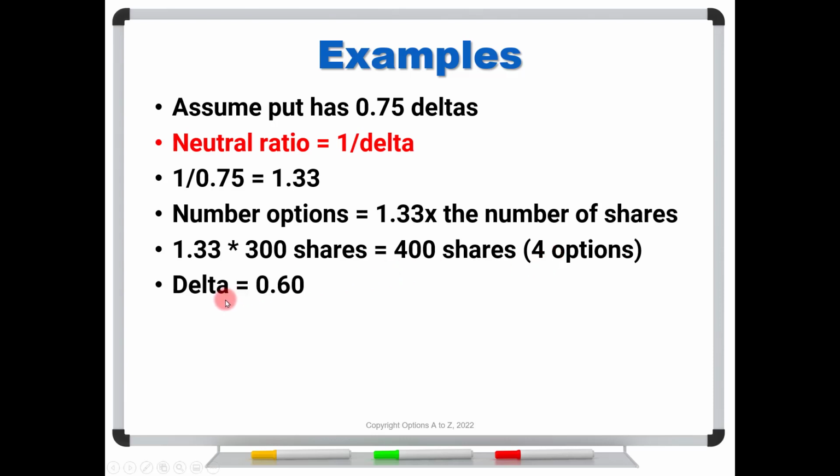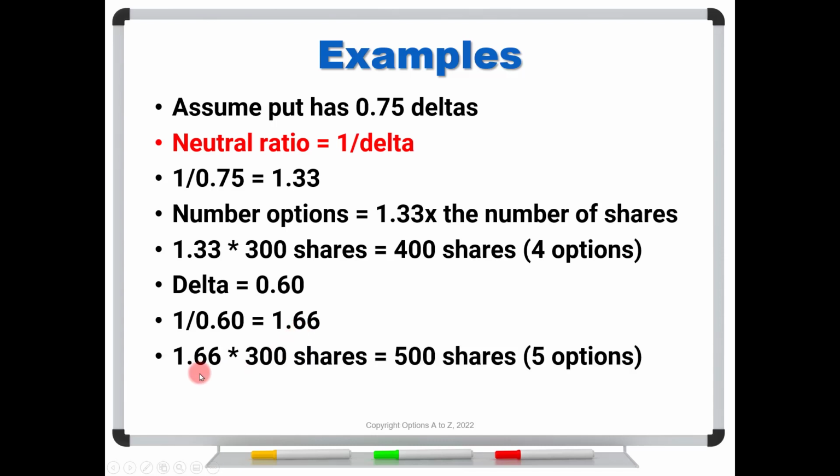All right, what would happen if we had, let's say, a delta of 60 instead? Take 1 divided by 0.60 gives us 1.66. If we have 300 shares, 1.66 times 300 shares equals 500 shares or 5 puts.